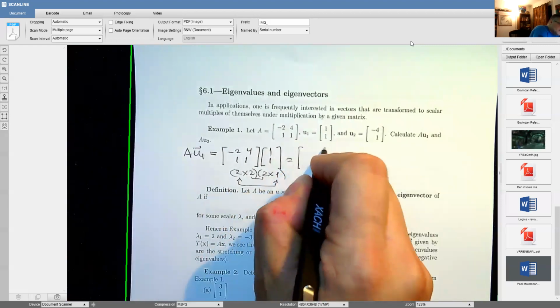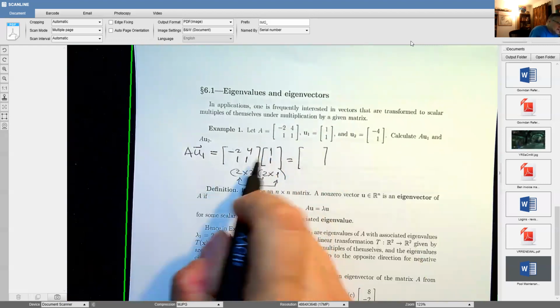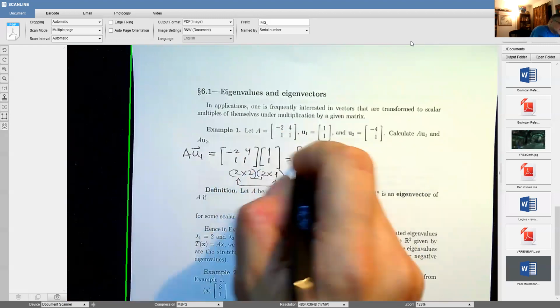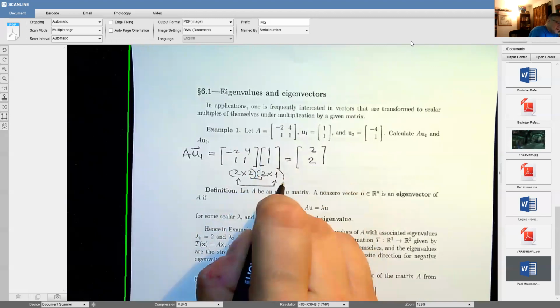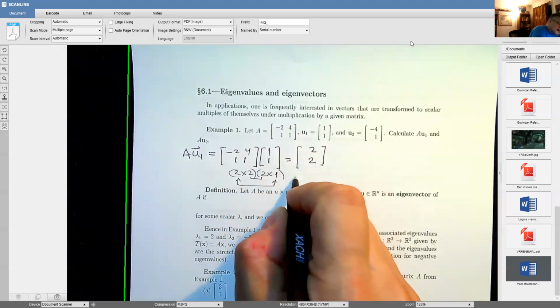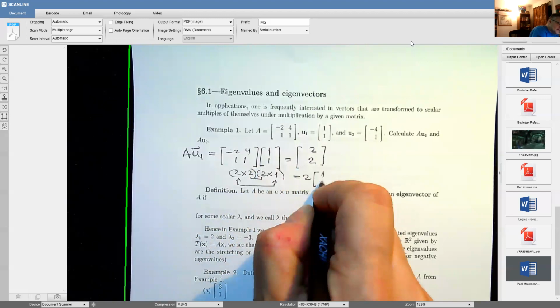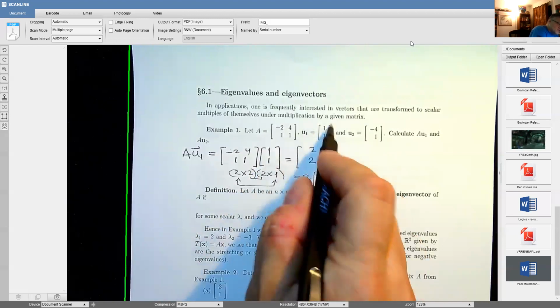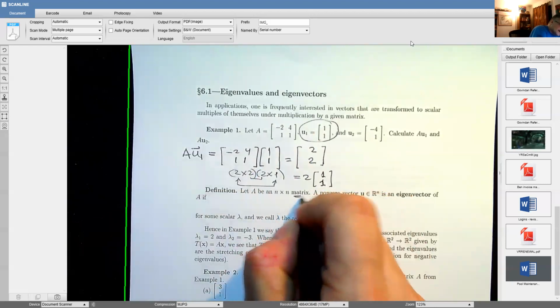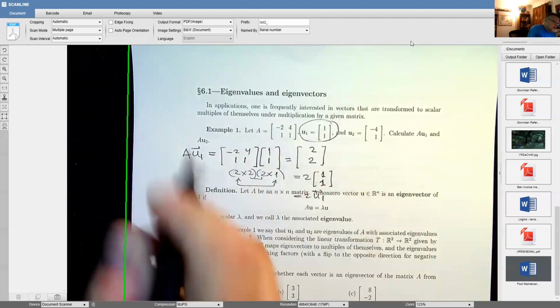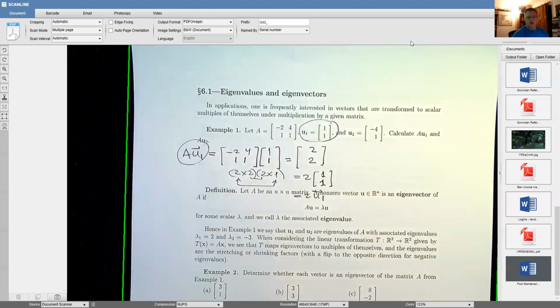And what you get, if you take row dot column, is minus 2 plus 4, which is 2, and 1 times 1 plus 1 times 1, which is 2. But notice that I can yank a 2 out easily to get 2 times the vector (1, 1), which, remember, is what u1 was. So I've computed a matrix times u1, and I got a scalar multiple of the vector u1 itself.